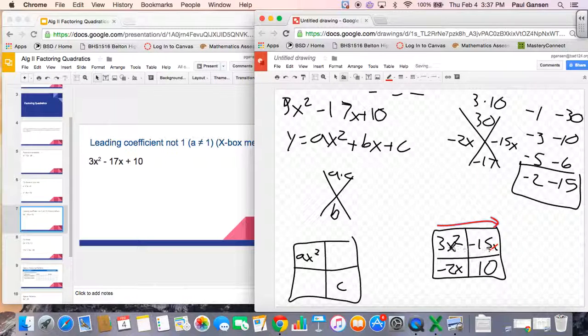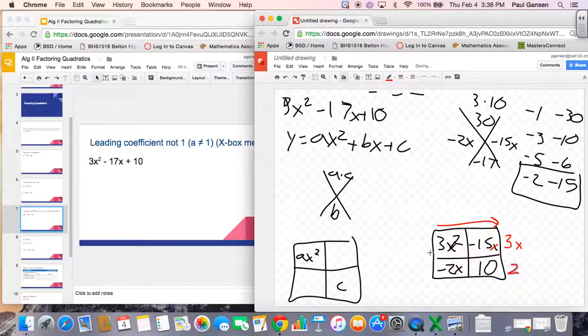We're going to look at 3x squared and minus 15x. We're going to say to ourselves, what can I factor out of both of these terms? What do they have in common? Well, they both are divisible by 3, and they both have an x term. So they both have a 3x in there. And again, still going in this direction, negative 2x and 10, those both have a common factor of 2.